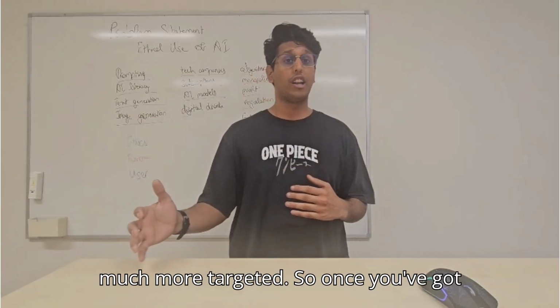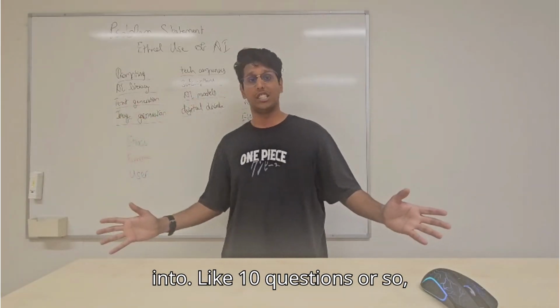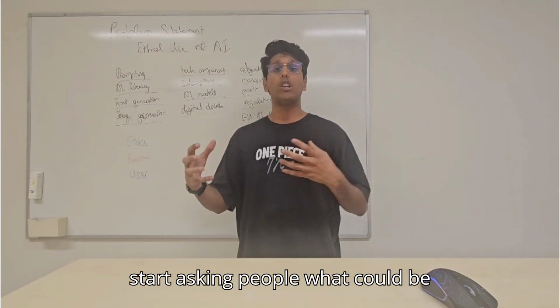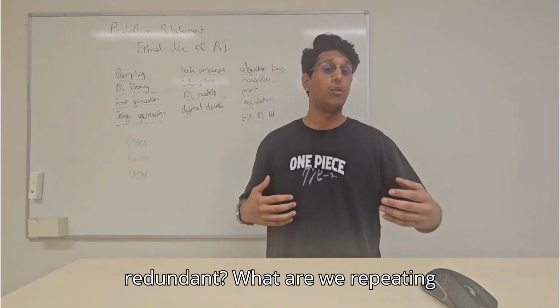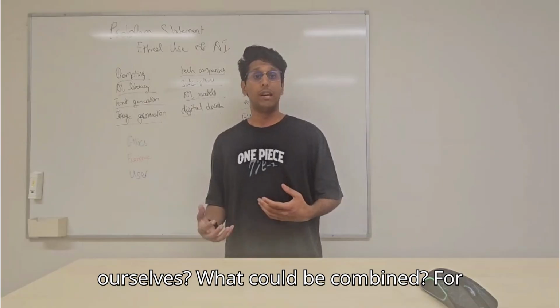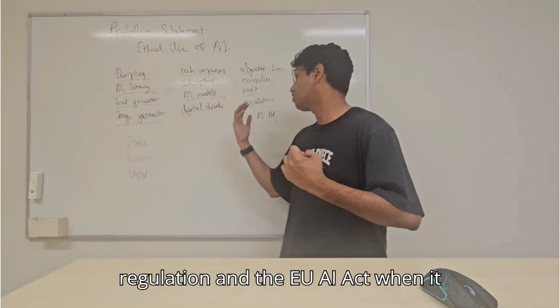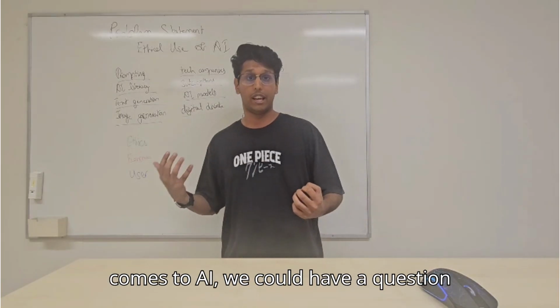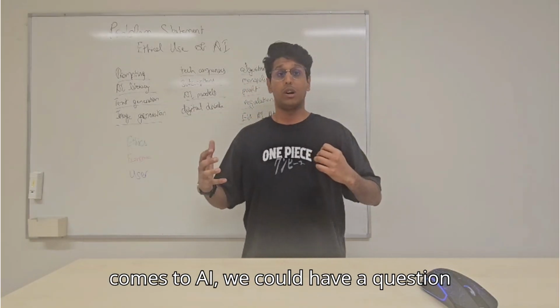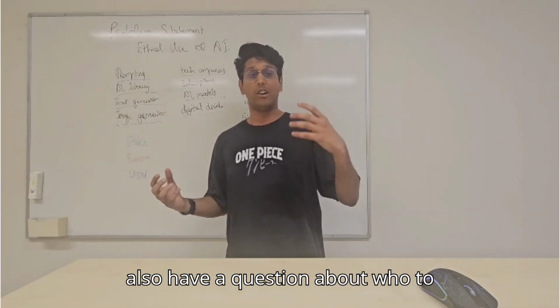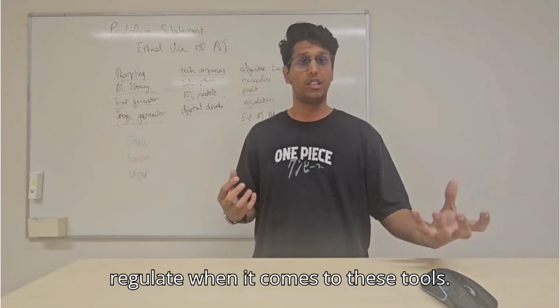So once you've got to 10 questions or so, make sure to go around the class and start asking people what could be redundant, what are we repeating ourselves, what could be combined. For example, if we had to think about regulation and the EU AI Act when it comes to AI, we could have a question about how to regulate AI, but we could also have a question about who to regulate when it comes to these tools.